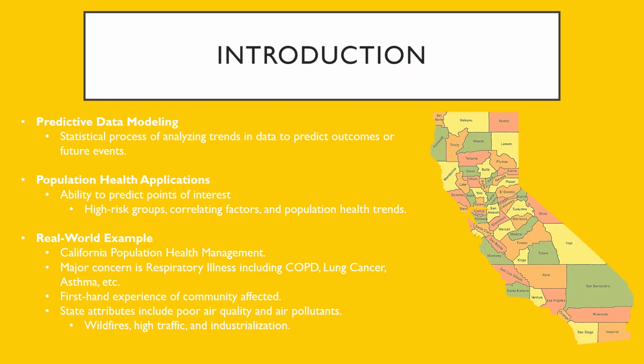My capstone project will be about utilizing predictive data modeling for the purpose of population health management. Predictive data modeling is the statistical process of analyzing trends in data to predict outcomes or future events. This analysis tool can be applied for population health management purposes, such as the ability to predict points of interest. These points of interest include high-risk groups, correlating factors, and population health trends. A real-world example is California population health management.